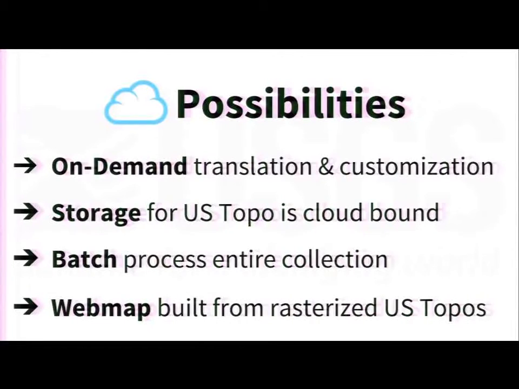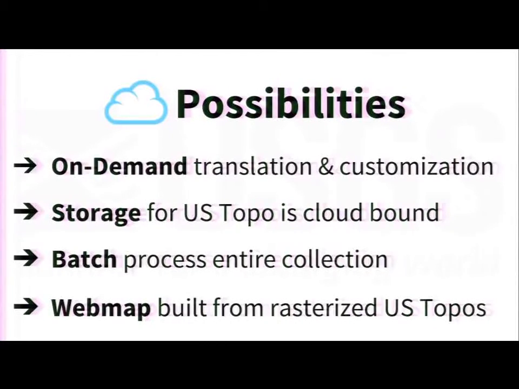So what are these possibilities? Our first step we're looking at is on-demand translation and customization. And that's where everything started. People want more options and better customization. So we're going to look at possibly building a service on demand to create topo maps for you, maybe a few sets of custom topo maps, like terrain specific or vector specific or hydro specific, depending on what some of our customers are saying.